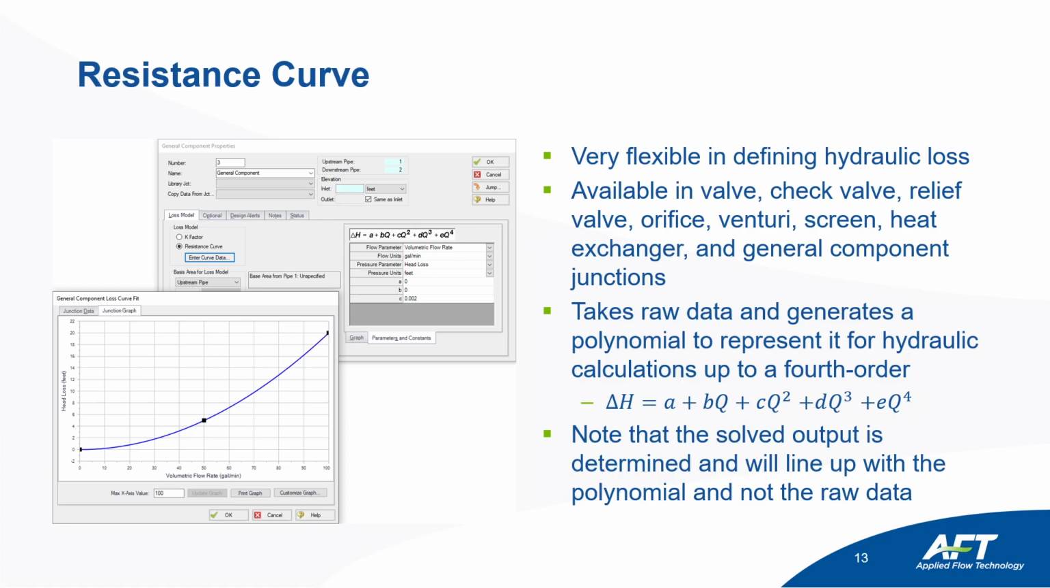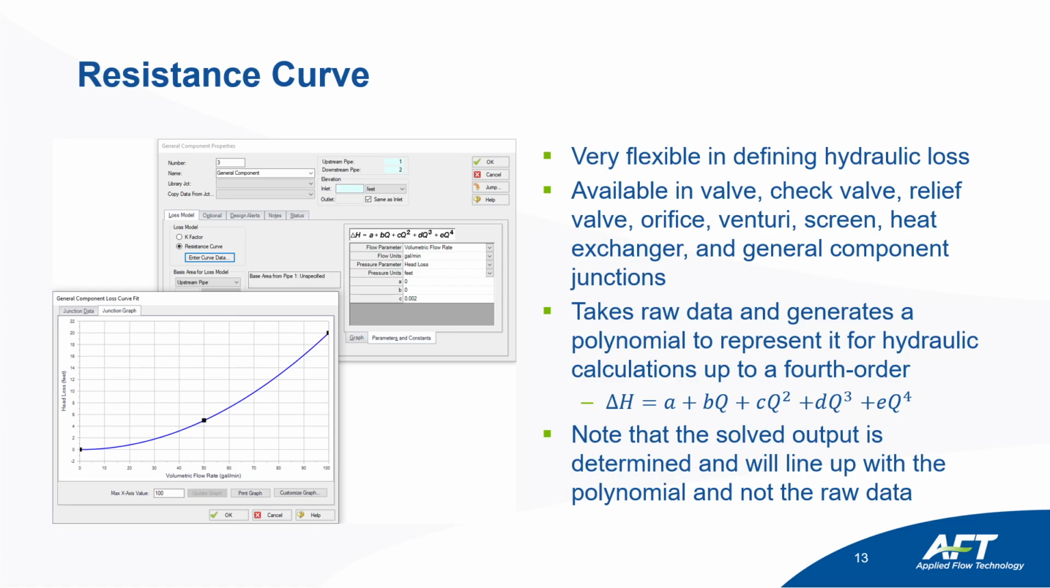One thing to keep in mind about resistance curves, it's very flexible. I mean, you can have up to 100 data points and it will make a curve fit for you. Once that polynomial is created, that is what the solver is going to use. So it is a middleman. You're going to take your raw data, make a polynomial. That polynomial will be used for all solver outputs.